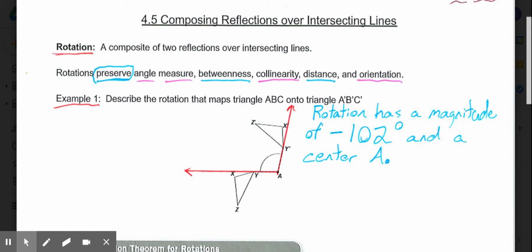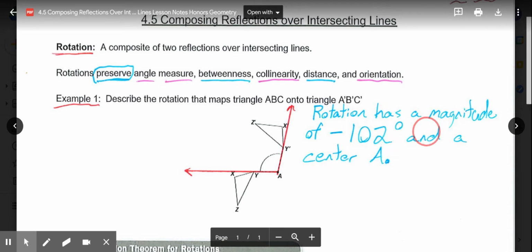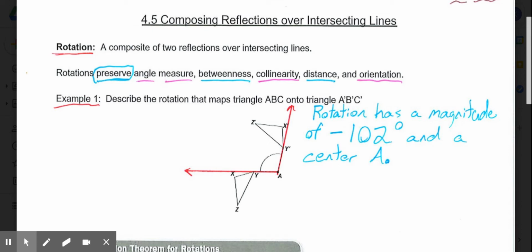Now remember, with rotations, we have magnitudes. If you are rotating clockwise, you have a negative. If you are rotating counterclockwise, it's a positive. Well, from here to here, that went clockwise. So from here to here, clockwise rotation, so my magnitude has to be negative. So that rotated a negative 102 degrees and has a center point at point A. So the rotation had a magnitude of a negative 102 degrees and a center of point A.